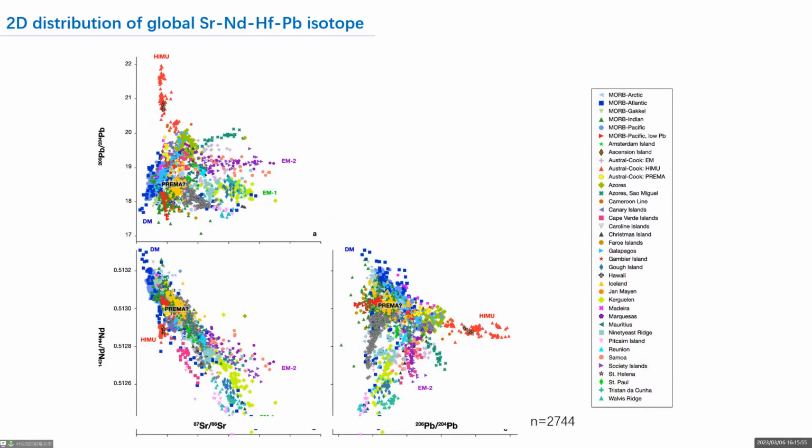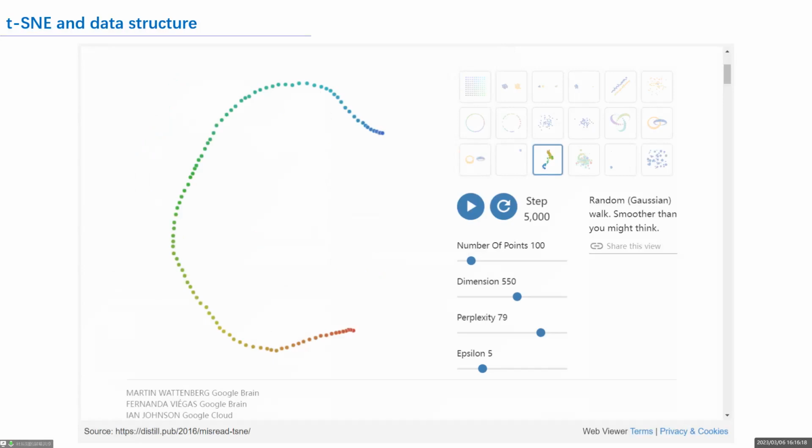This is the 2D figure as a projection of 6D space. We can find a similar structure to the previous study: four components encompass an area that could cover all the data sets, with an area called PREMA with the highest data density. Then they used the t-SNE method to accomplish clustering, dimension reduction, and visualization simultaneously. The advantage of t-SNE is that it could preserve high-dimensional local data structure in a low-dimensional figure.